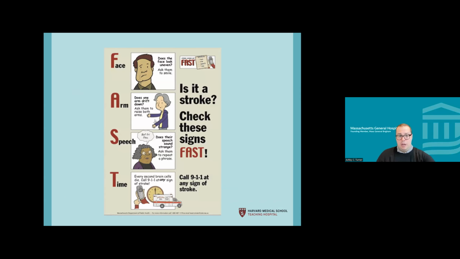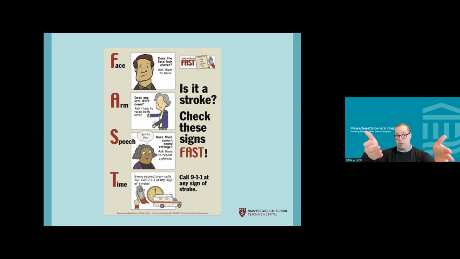This is an older picture here of a depiction of these symptoms. This is again just the FAST portion. We've added in the B before, so it's the balance, and then the eyes, vision loss. But this would be face being droopy. You can see this cartoon character here has the droopy right side of his face.